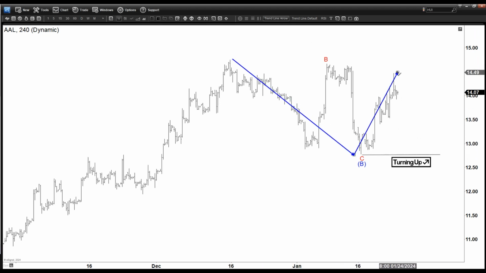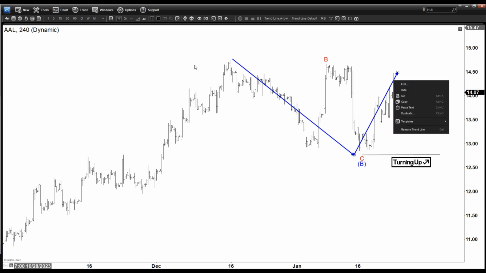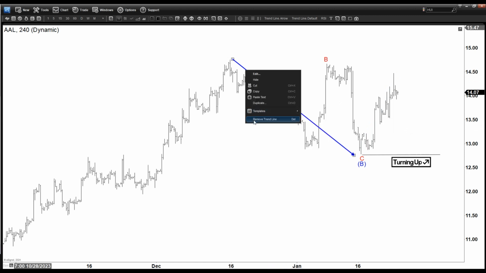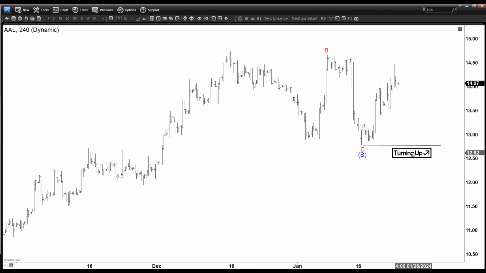So this double correction will be in the alternate view in case it fails to extend to the upside and break above the peak. Now remember, Elliott Wave is a multi-path possibility. It's not just one path, and our job is, to the best of our ability, trying to figure out which one is more likely than the other, right?